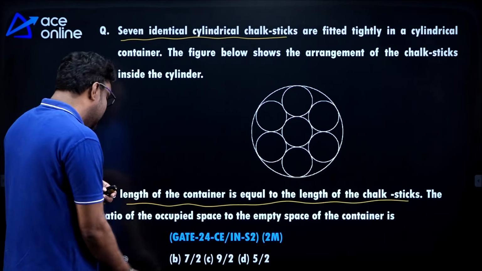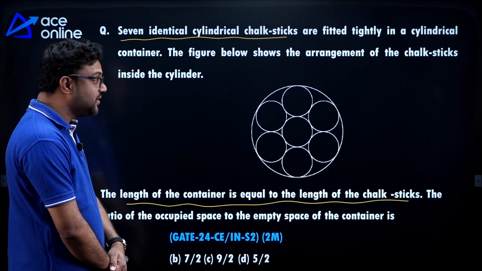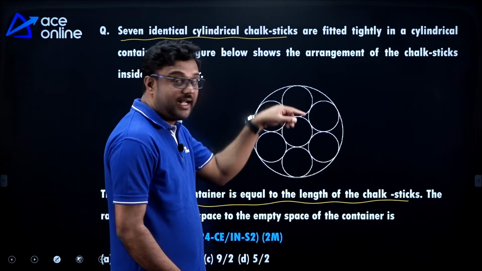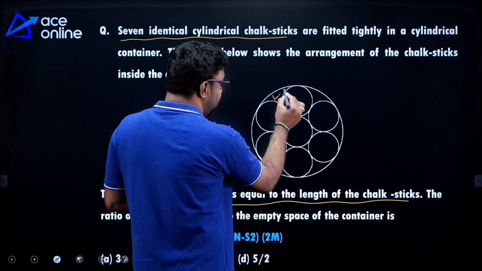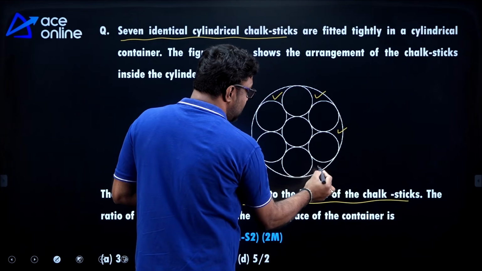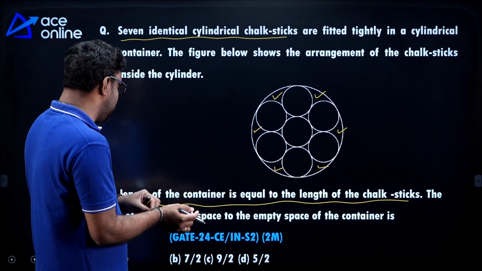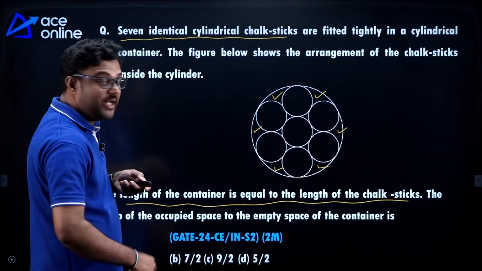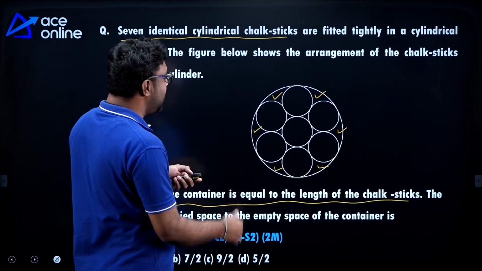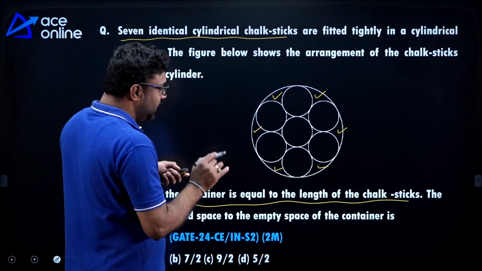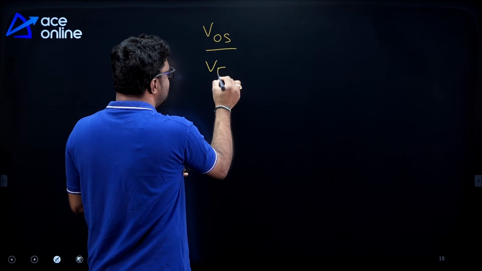Now the question is the ratio of the occupied space to the empty space of the container. So in this entire container, what is occupied with respect to the empty space? These are the empty spaces, right? So we need the volume of occupied space with respect to the volume of empty space. What is occupied? 7 chalks are occupied. Let us say the radius of each is r.